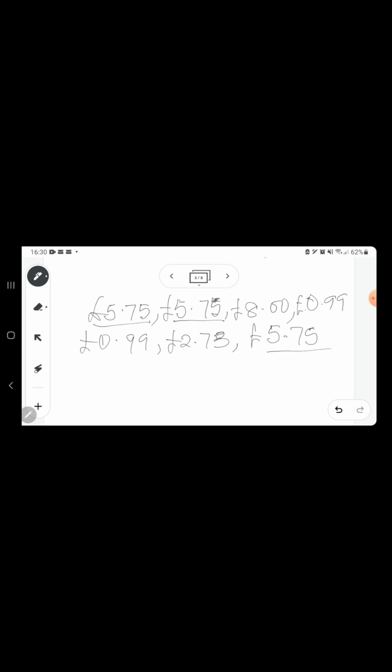Don't forget, I'm trying to create the question myself just to encourage young people as well to do the same thing. So the mode figure that we need is £5.75. Mode is £5.75. Why? Because it's the most reoccurring figure. So why don't you go ahead, create your own question, find your mean, as well as find your mode.